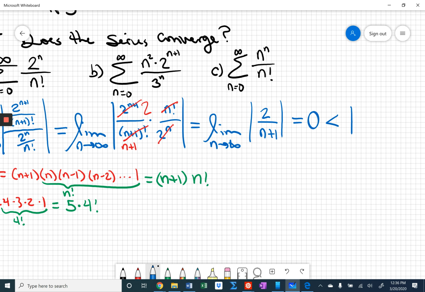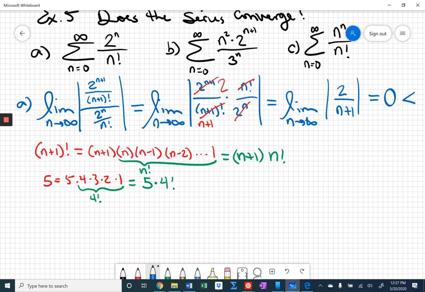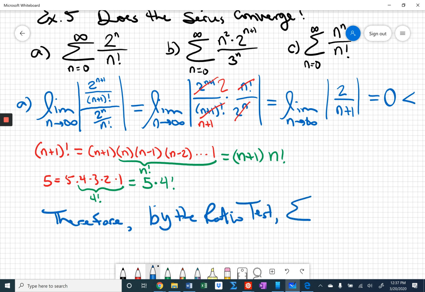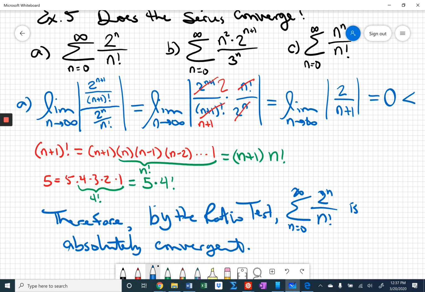So what does that tell us? By the ratio test, as we saw above, that tells us that the series is going to be absolutely convergent. So therefore, by the ratio test, the series from n equals 0 to infinity of 2 to the n over n factorial is absolutely convergent.